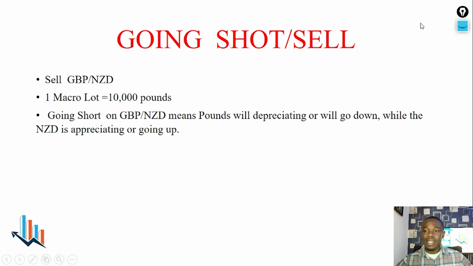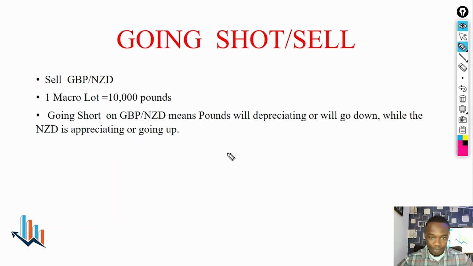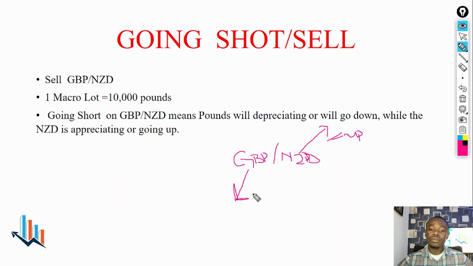So as I said earlier, any moment we execute a trade like this, pound NZD, that's the New Zealand dollar, we are anticipating that we want the pound to depreciate, and at the same time we are also, in other words, trying to say the New Zealand dollar will appreciate or will go up. So up, down.